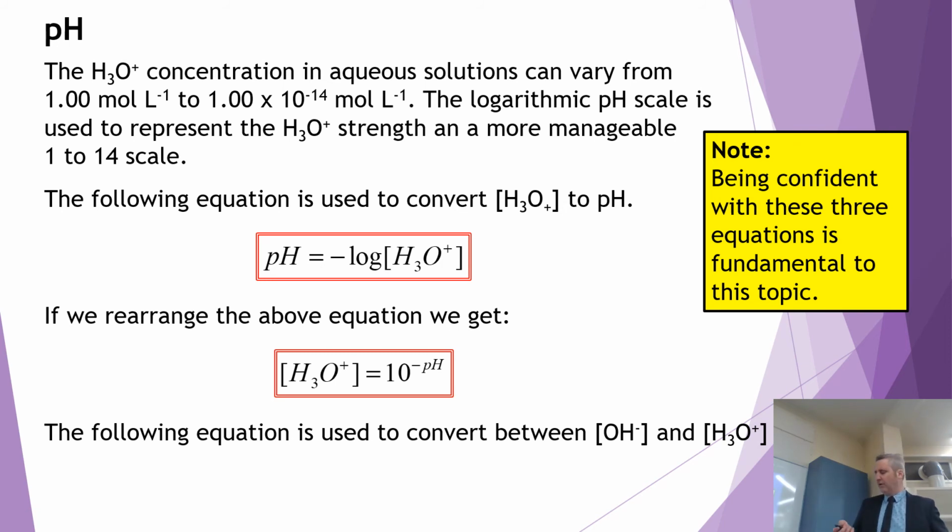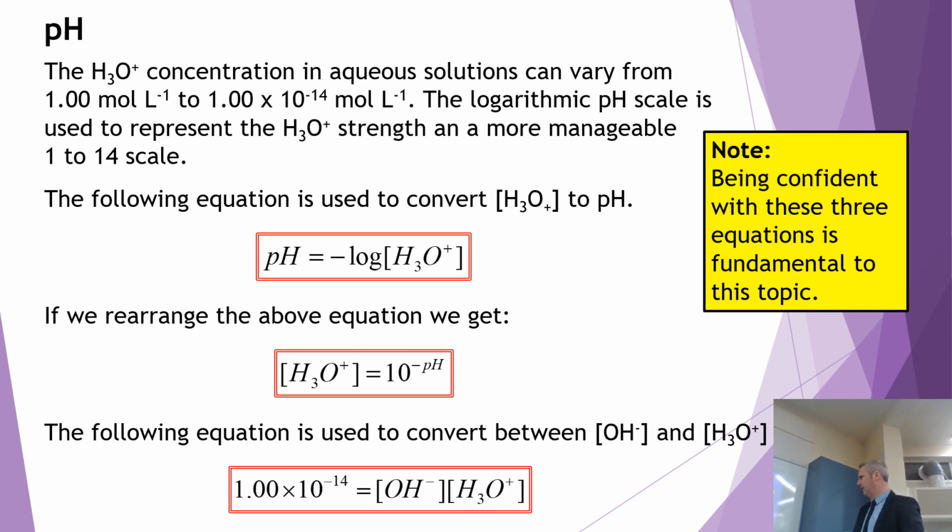So we have one more equation we have to know here. The equation that we need to know is this one here. But it's the one we did from the previous slide, right? And then the reason we need to know that one is, well, what if someone gave us the OH concentration and we wanted to find the H3O plus concentration? We can use this. So I'll give a couple examples here.